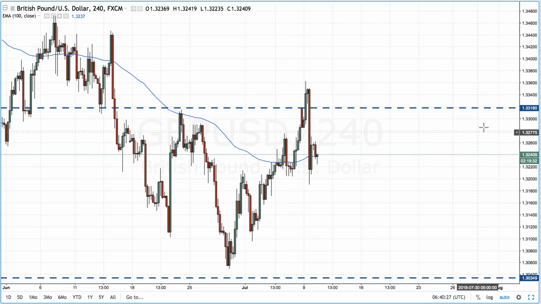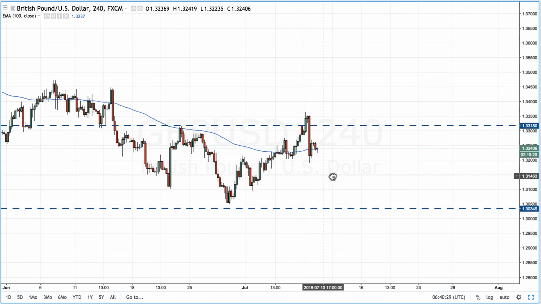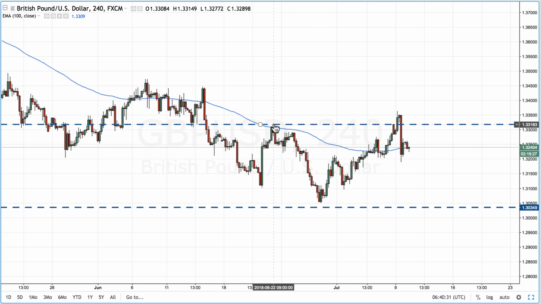What we have here is that the market yesterday attempted to break up above this previous level of resistance, which was support over here in the past, and that could have given us a bit of a short-term opportunity to the upside.